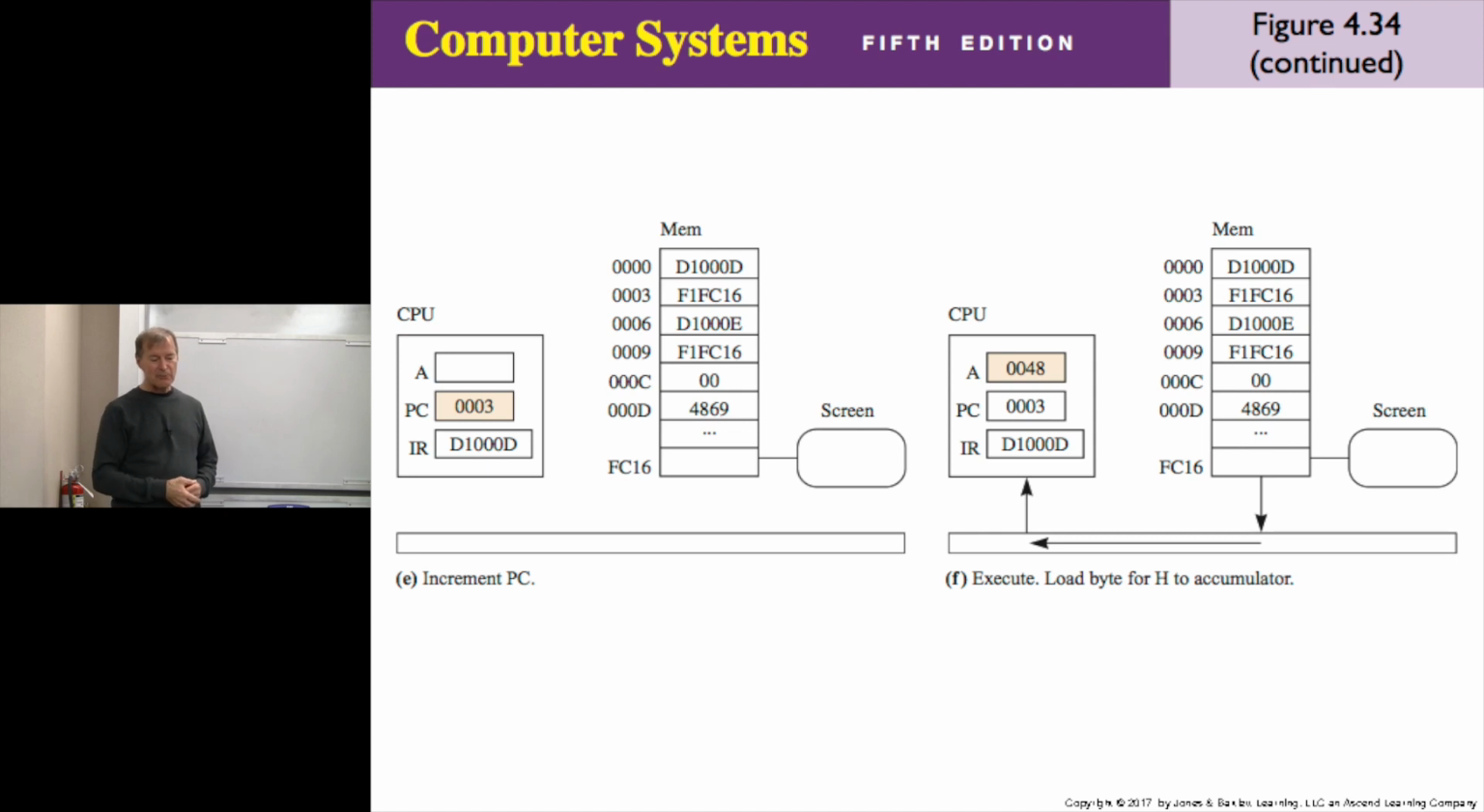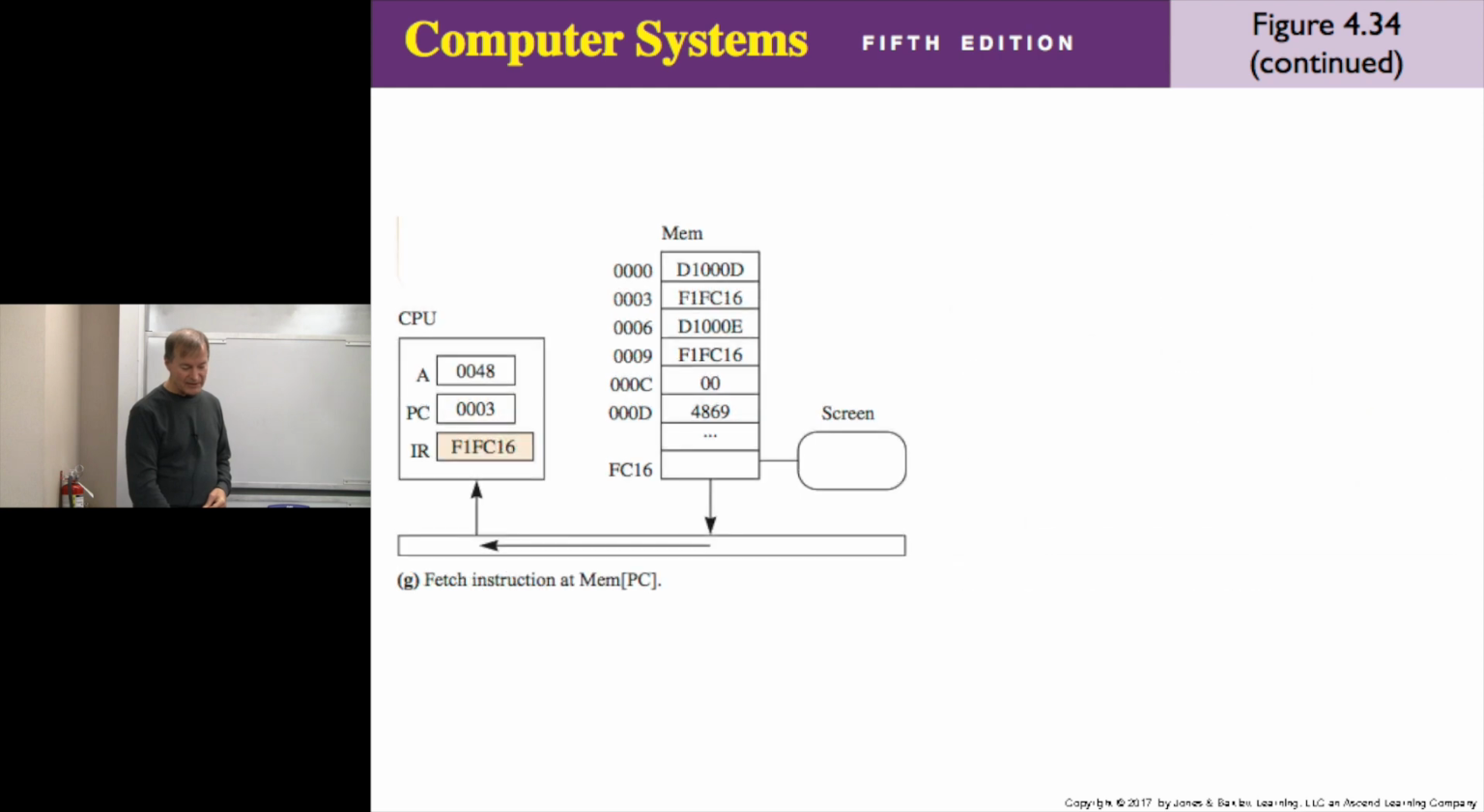Fetch. But now what's the value of the program counter? Well, no, the value of the program counter itself. 0003. So it goes to address 0003 and fetches it. And what is at address 0003? F1FC16. You're right. So what happens? That's going to go into the where? Into the IR. So does everybody see in part G? Are we good? This literally physically happens. I'm not making this up. This is happening on our computers as we speak.